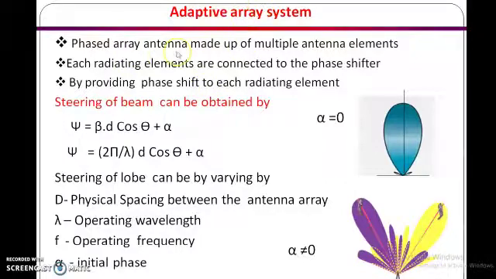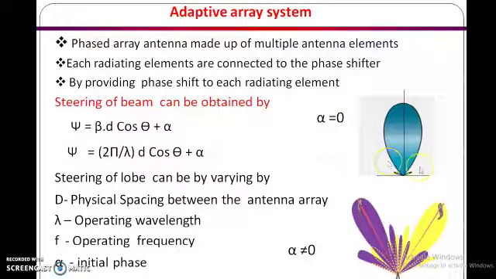In the adaptive array system, the phased array antenna is made up of multiple antenna elements. Each radiating element is connected to a phase shifter to provide a phase shift for each radiating element. We know that the phase angle psi is equal to beta times d cos theta plus alpha, where beta is nothing but 2 pi by lambda, d is the distance between the two antenna elements, and alpha is the initial phase. By varying the phase, with this physical distance, we can steer the beam in any desired direction.